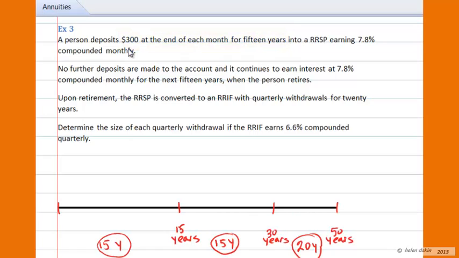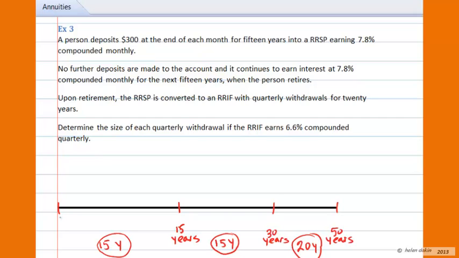This problem has several components to it, so we have to be very careful with how we break it down into smaller segments. We've got deposits of $300 at the end of every month for 15 years, and the interest earned on that account is 7.8% compounded monthly. Monthly deposits for 15 years, it's 15 times 12, that amounts to 180 monthly deposits of $300.